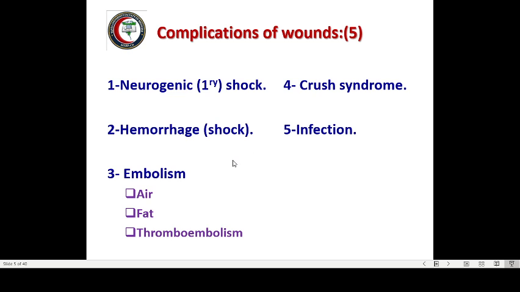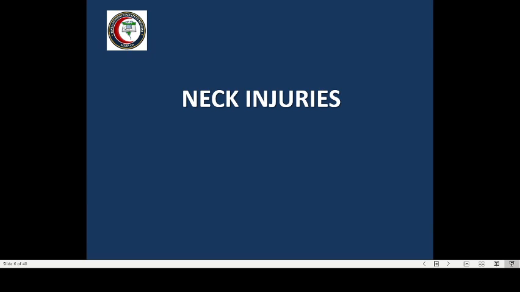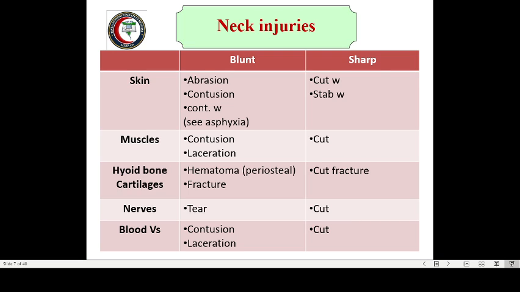Trauma to any body region may produce any of these complications, but of course, some complications are commoner in some body regions than others, and some complications occur exclusively in a certain body region. We will see how this occurs with each body region. We will start with our first region. This is the neck region.